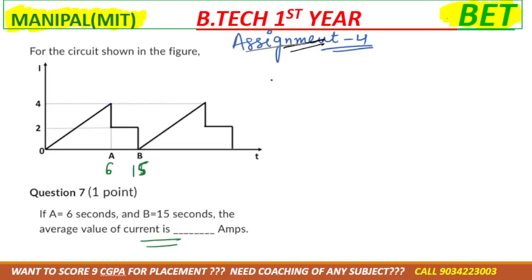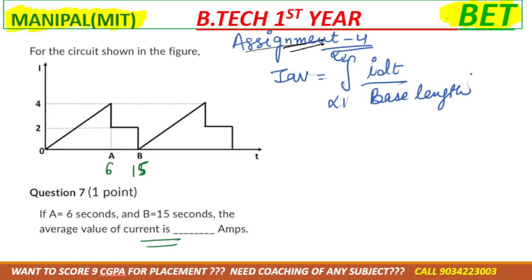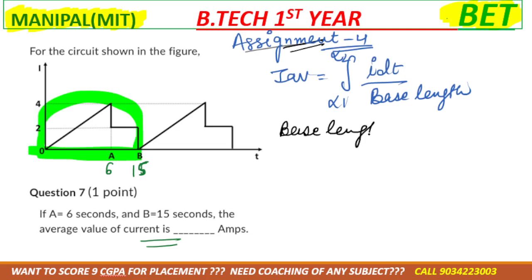तो मैं यही फॉर्मूला यहाँ पे लिख रही हूँ, I average is equals to limit alpha 1 to alpha 2, I dt over base length. As I told you that this is the symmetrical waveform. तो symmetrical waveform में will take only half of the output, right? So what would be the base length over here? Base length is how much? That is 15 minus 0. That would be 15 क्योंकि यहाँ से यहाँ तक की लेते हैं.